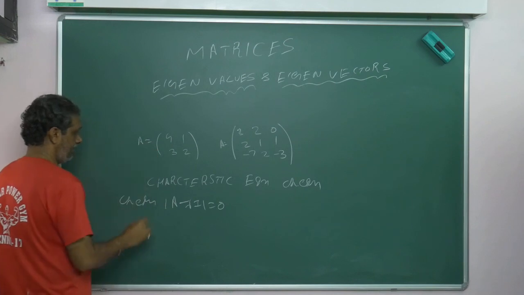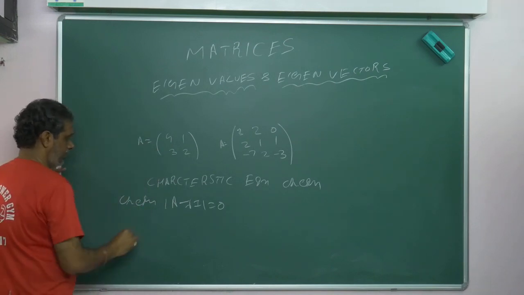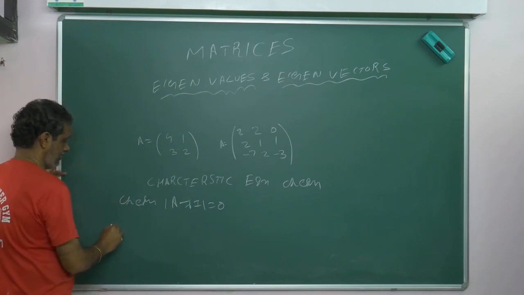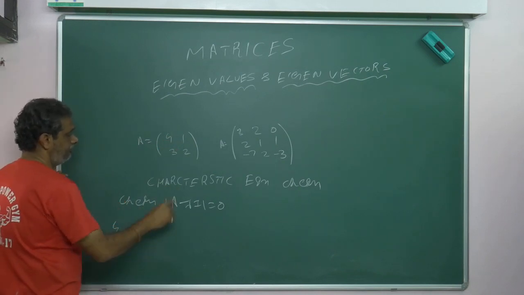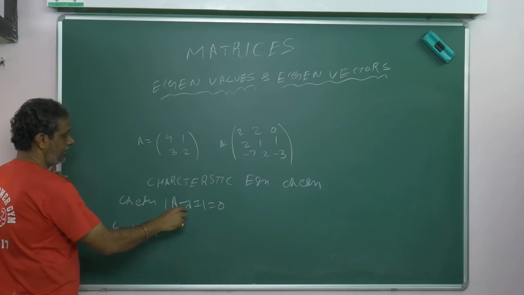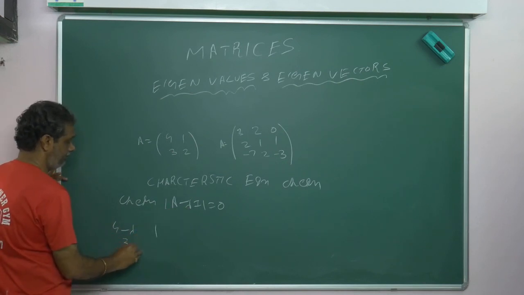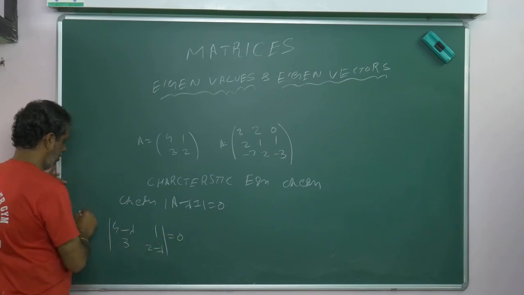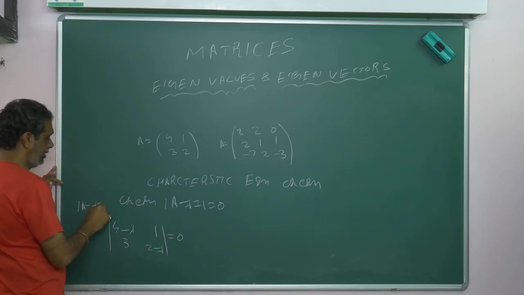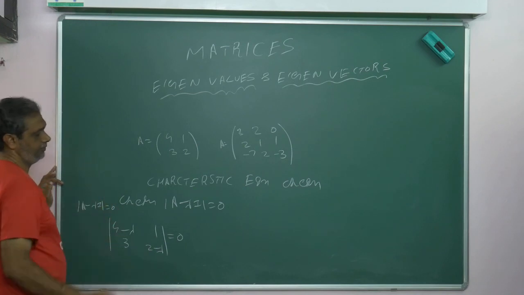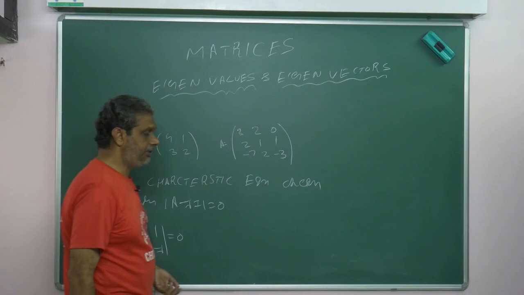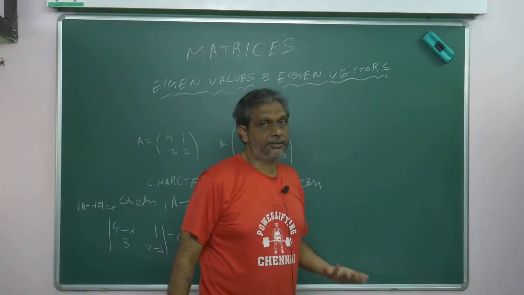Take any matrix, suppose a 2 by 2 I am considering. On the diagonal elements you give 4 minus lambda, 1; 3, 2 minus lambda, is equal to 0. That is, determinant of A minus lambda I is equal to 0. This is the expansion, and a 2 by 2 matrix we can expand very easily. In the case of a 3 by 3 it is somewhat of a headache.